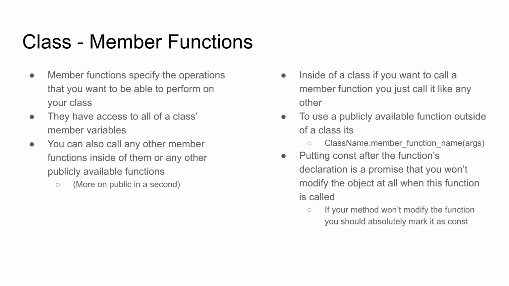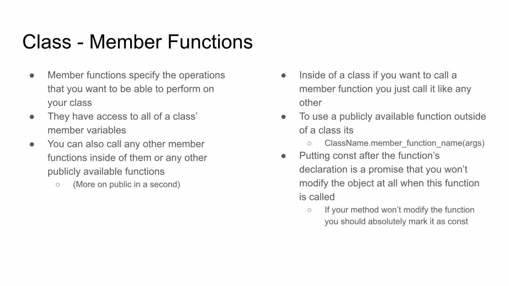Member functions are the things where classes start to get interesting, and those are the operations that you want to be able to perform on your class. A member function has access to all the class's member variables, as well as all the class's member methods, so you can call those as well. We'll talk about publicly available in one second. Inside of a class, if you want to call a member function, you just call it like any other, so you say the function name. If the function is publicly available and you want to call it outside the class, it's an instance of that class dot member function, and then you pass in whatever args.